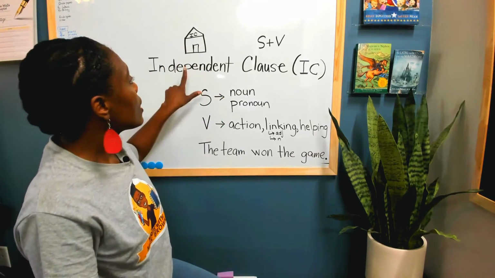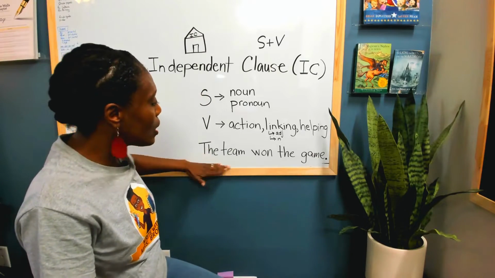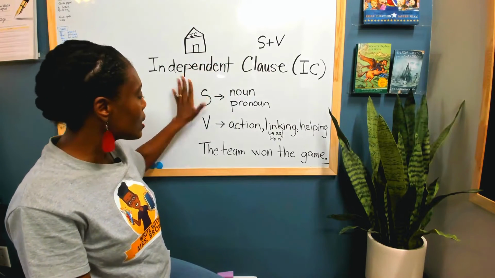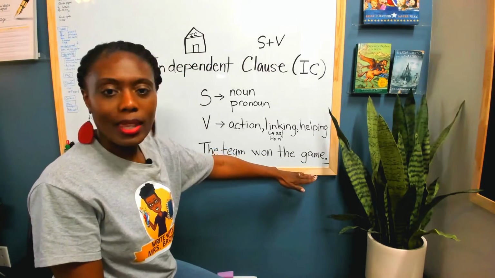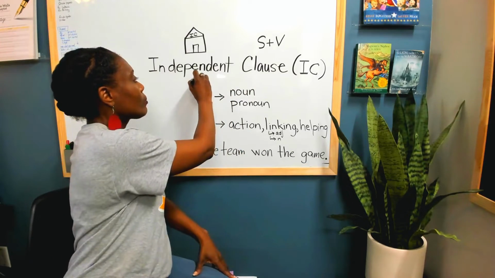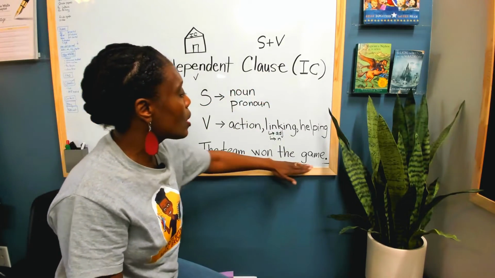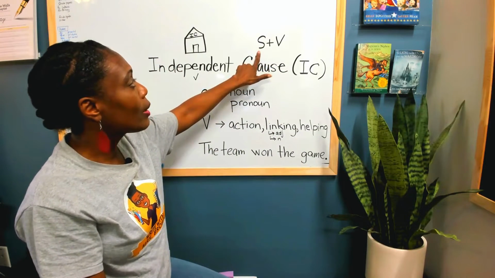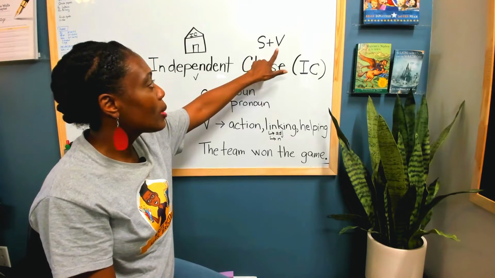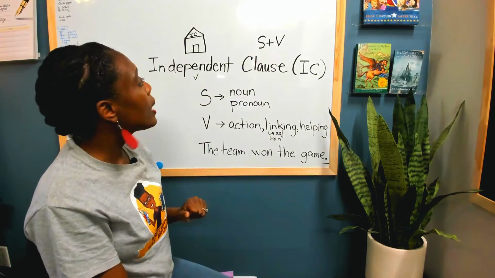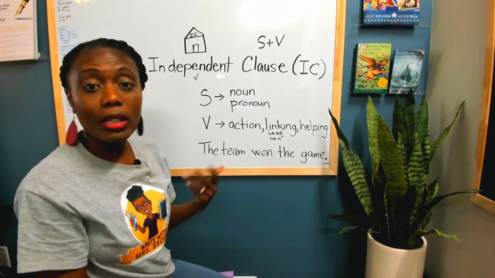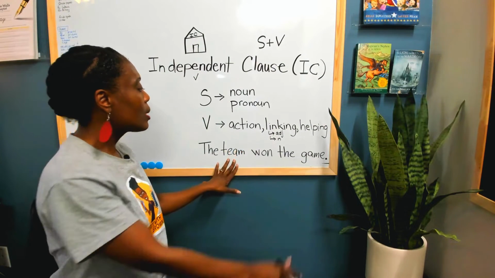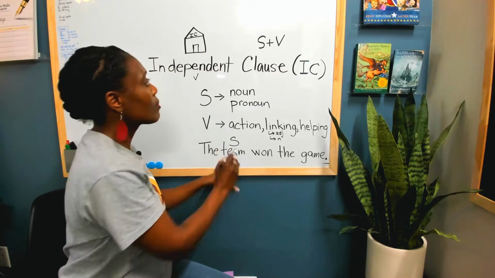All right, let us ask ourselves, is this independent? Do these words make sense all by themselves and they do not need help to make sense? The team won the game. That makes sense. Check. Does this group of words have a subject and a verb? A noun or a pronoun that is either showing action, being linked to an adjective or another noun. Let's check it out. Who or what is this sentence about? Team. Team is our subject.